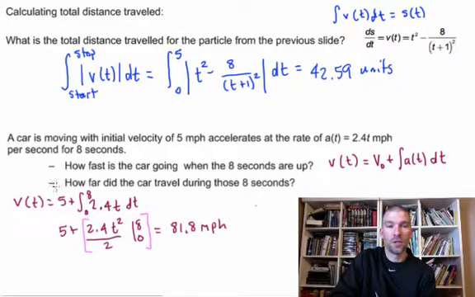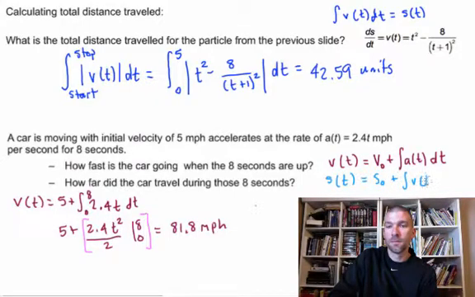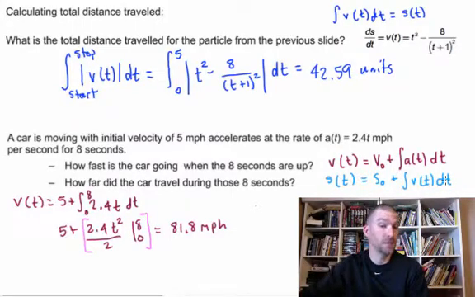Now, the next question: how far did the car travel during those 8 seconds? Well, that now is going to be position. And remember that position is equal to that initial position, so let's call it S0, which in this case we weren't given, plus the integral of the velocity. Remember, if you integrate velocity, you get position.